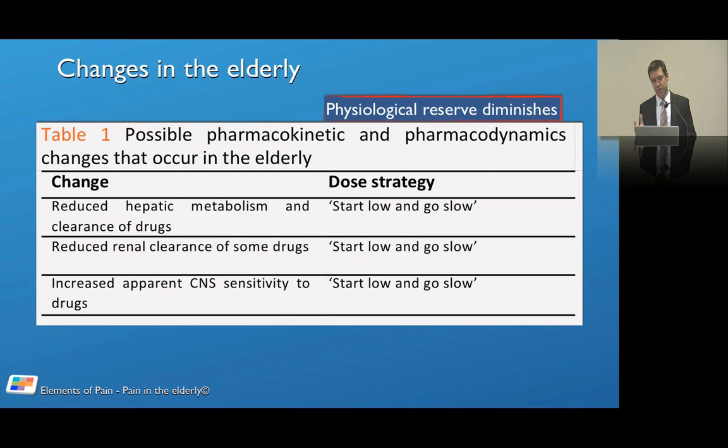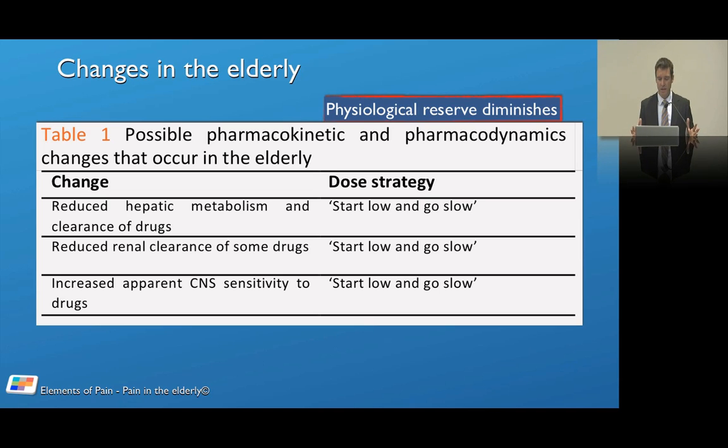So what these physiological changes mean is that there are going to be pharmacokinetic and pharmacodynamic changes in the elderly, and they're complicated, and we don't have to know all of them, but it's important to know that hepatic metabolism reduces, kidney drug clearance reduces, and that has direct implications on a number of medications that we use, particularly the opioids. Reduced renal clearance, again, of some drugs, particularly the opioids. And then there's increased apparent CNS sensitivity to drugs, again, particularly the opioids.